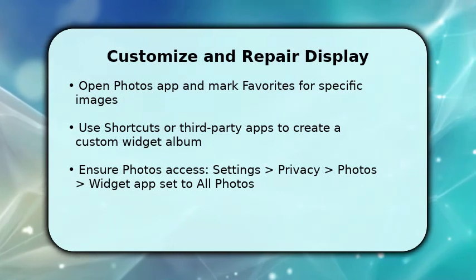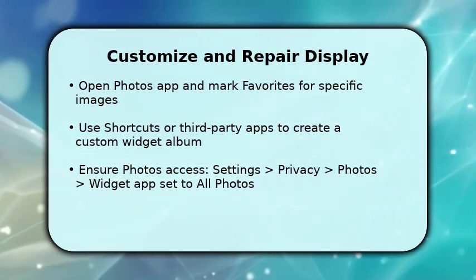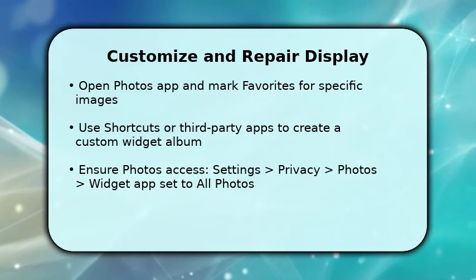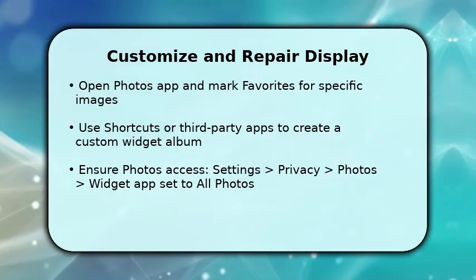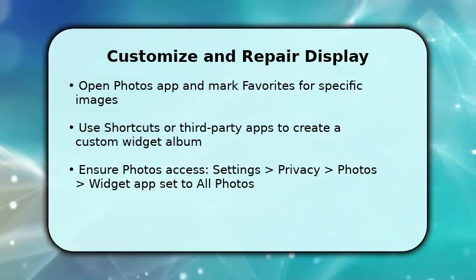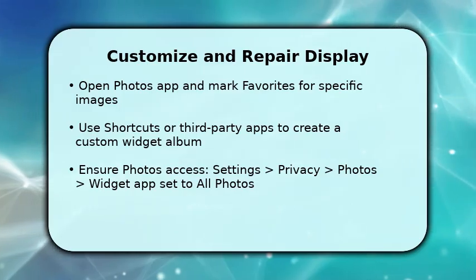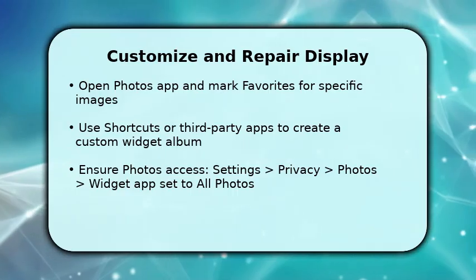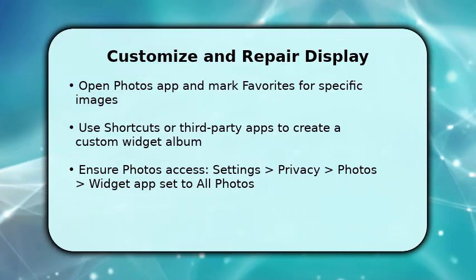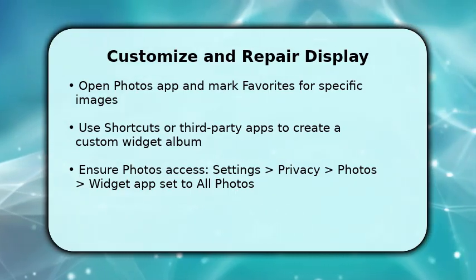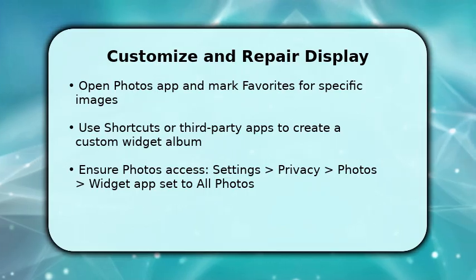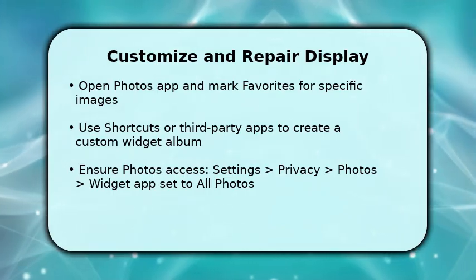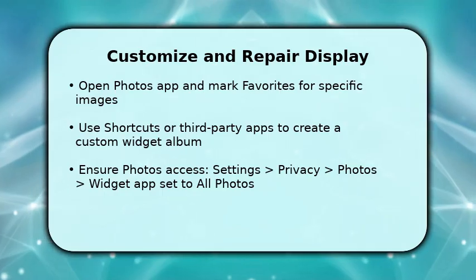Next, you shape what appears. If you want specific images, mark them favorite in Photos or create a dedicated album. Once done, use the Shortcuts widget or a trusted widget app to point to that album, so the widget shows selected photos instead of random ones. Make sure Photos Permission is set to all photos for the widget app in Settings, Privacy, Photos. These steps fix selection and permission problems that commonly prevent your widget from updating correctly.